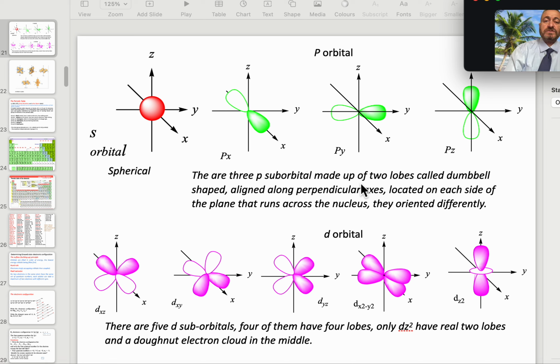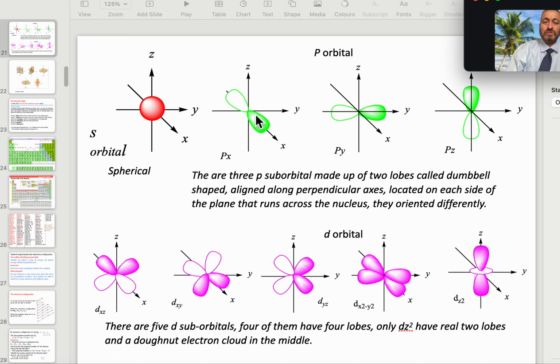So as we know, the orbital is a space that can be occupied by an electron. So the electron cannot leave this space unless it has energy to escape from this space, from this orbital or suborbital. So here we have the XYZ, of course, and the p orbitals.